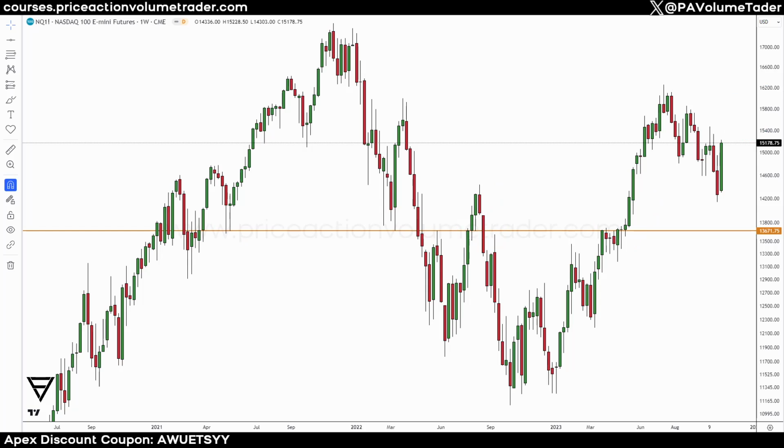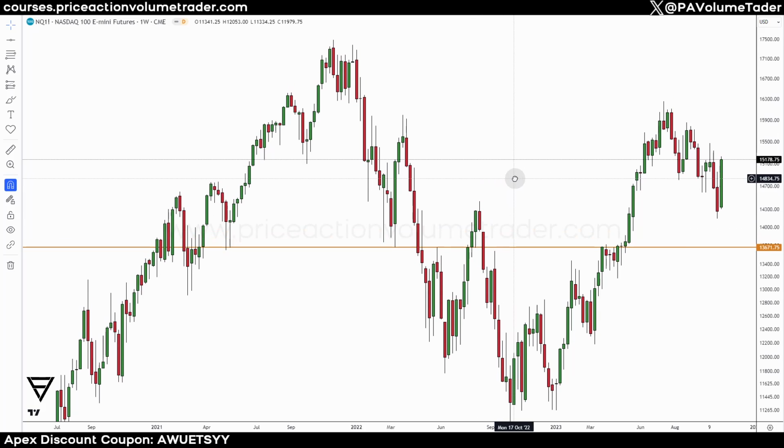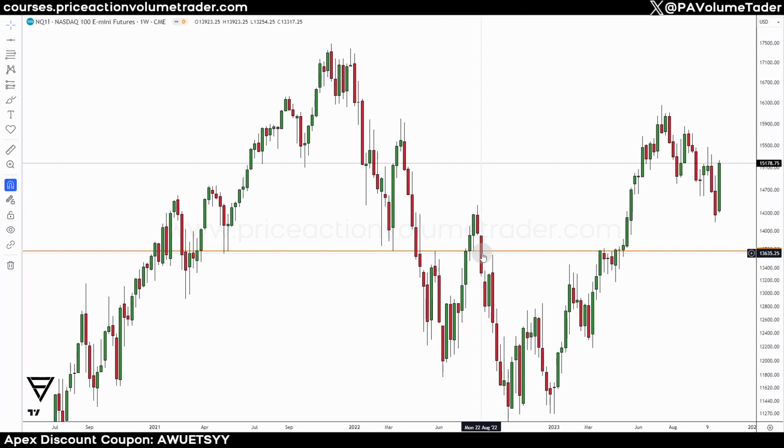Now the key for this, you know, this becomes very discretionary how you do it. You don't want to fill your chart with hundreds of lines and make it very messy, but you just want to make sure you're selecting the most significant points.